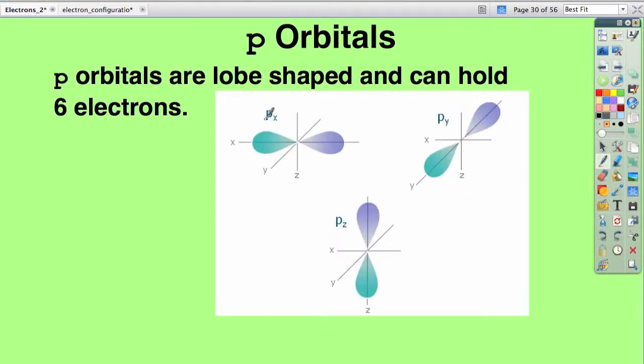In P orbitals, we have 3 because each of them can hold a maximum of 2 electrons, and they look like this. They look like a lobe shape. They are located against different axes: the X, the Y, and the Z axis. So here we have 2 electrons, 2 electrons, 2 electrons for a maximum of 6 electrons.